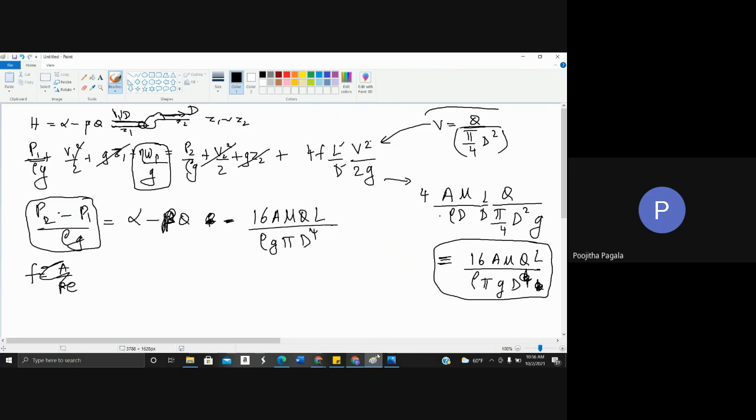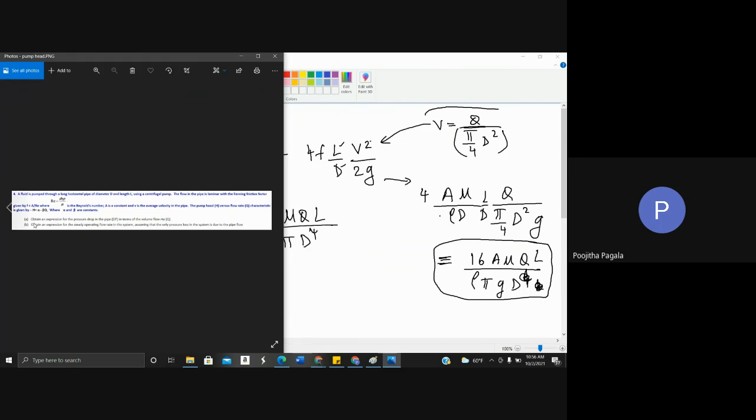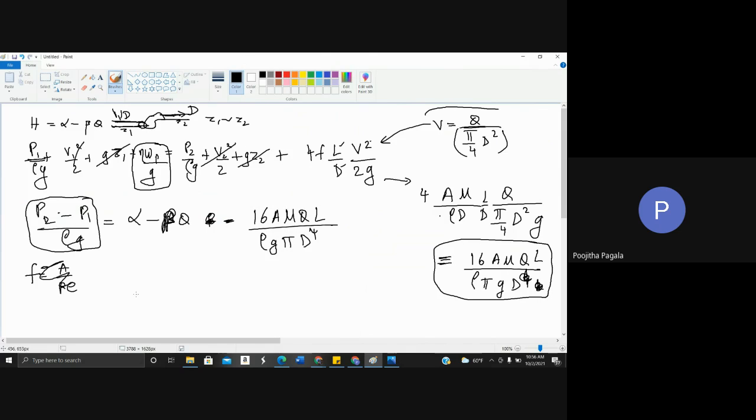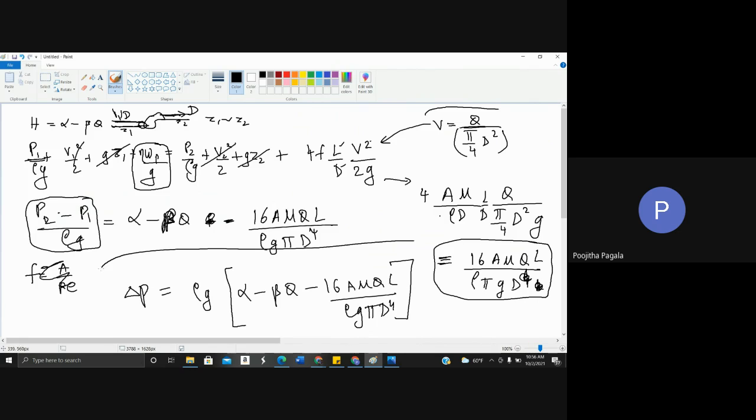So what is it that they're asking in the question? They're asking us to obtain an expression for pressure drop in terms of Q. So we have the expression. Delta P is equal to rho g multiplied by alpha minus beta Q minus 16 A mu Q L by rho g pi D power 4. This is our expression for delta P. Is it clear to everyone, the procedure so far? So it is entirely based on the Bernoulli equation.